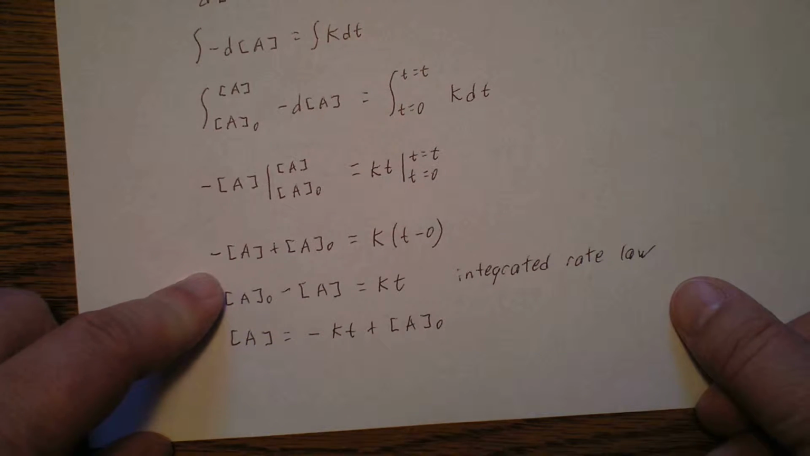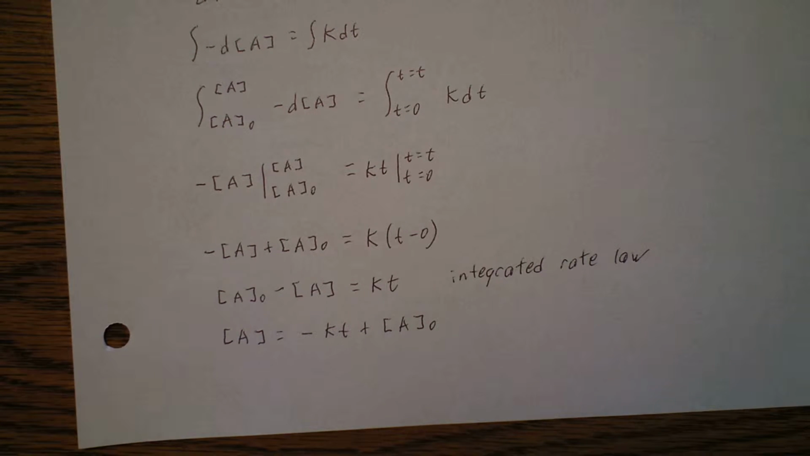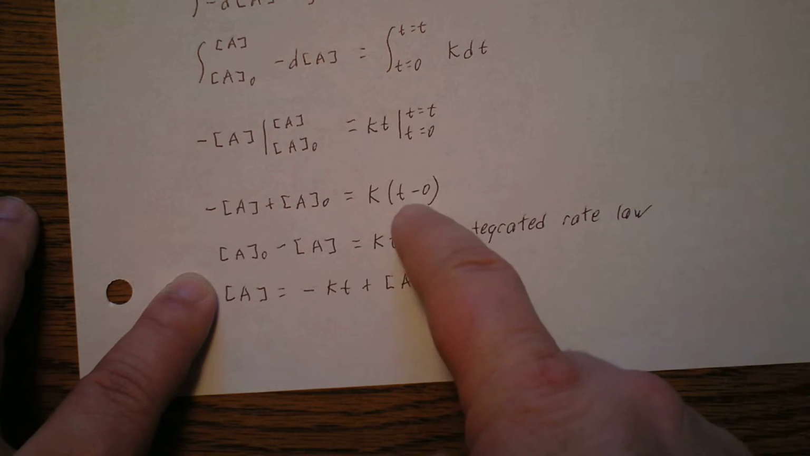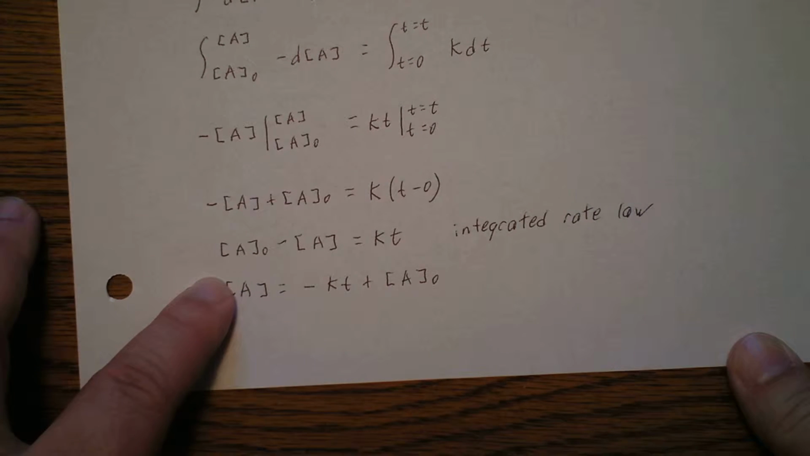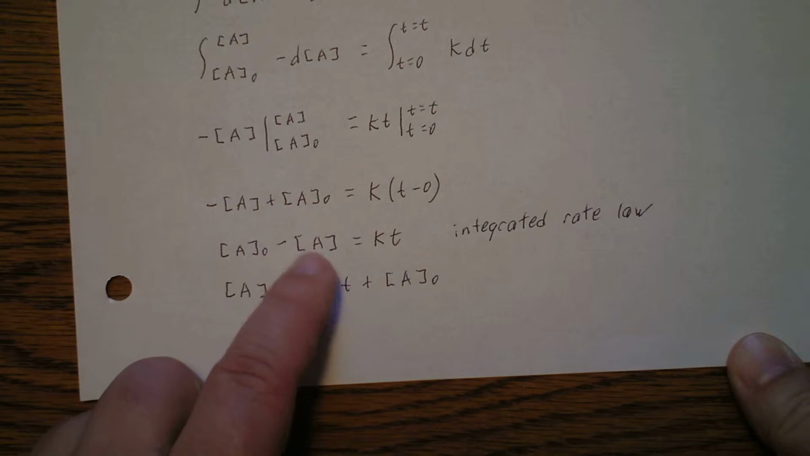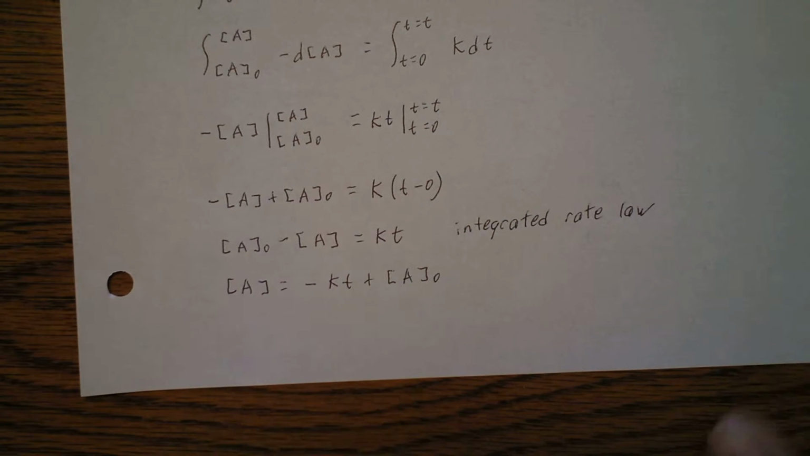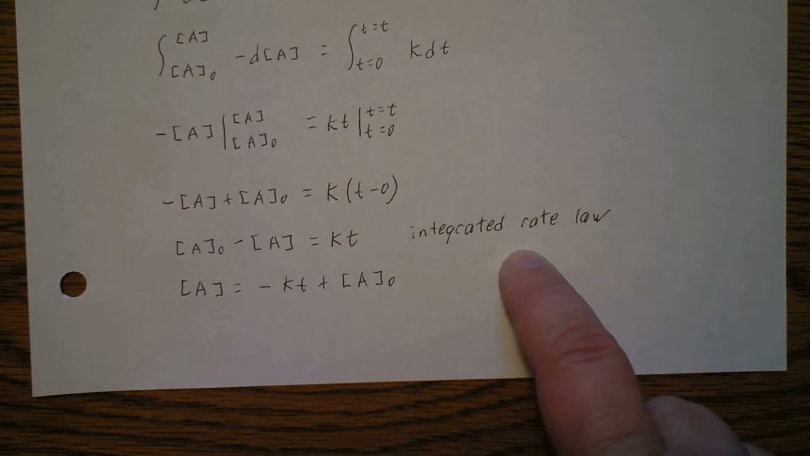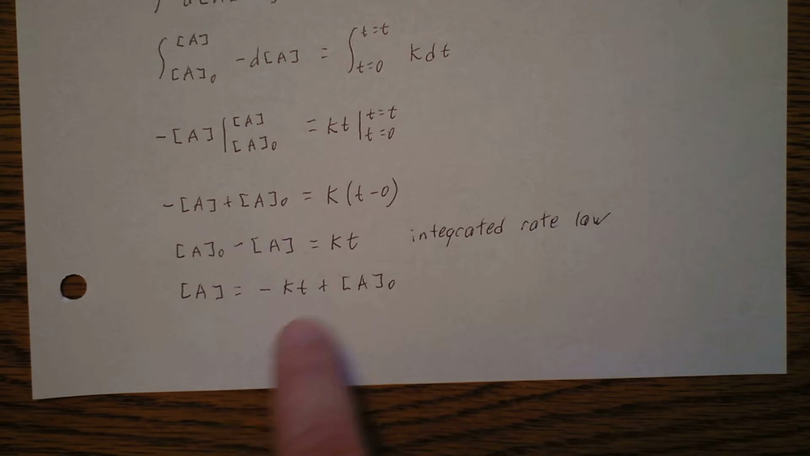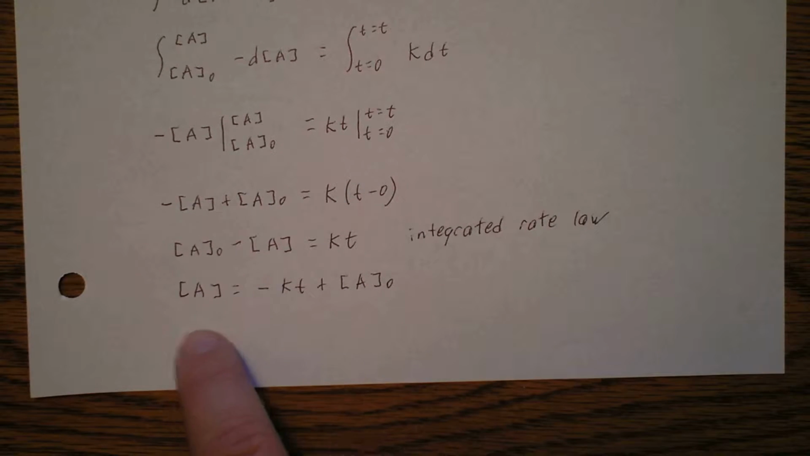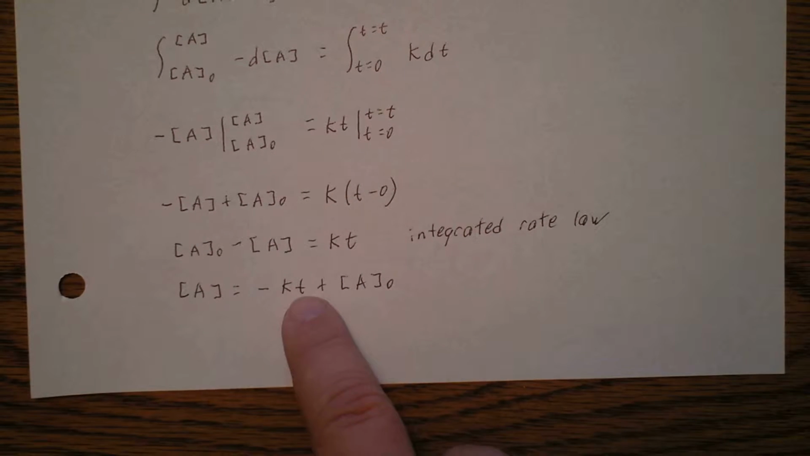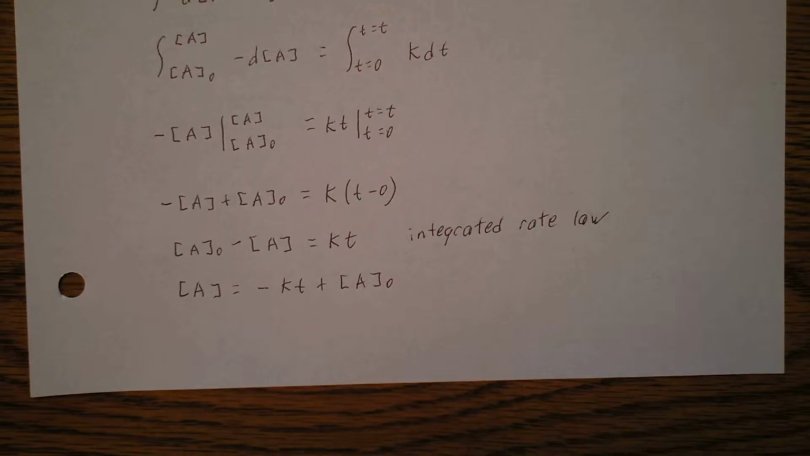So substituting that in, we get minus the concentration of A plus the initial concentration of A is equal to K times the time minus 0, because we're saying time minus initial time is equal to 0 time. Simplifying that out, we just get the initial concentration of A minus the concentration of A is equal to K times t. So this is the integrated rate law for a zero-order reaction. And then we can solve for just the concentration of A, and that's equal to minus K times time plus the initial concentration of A.